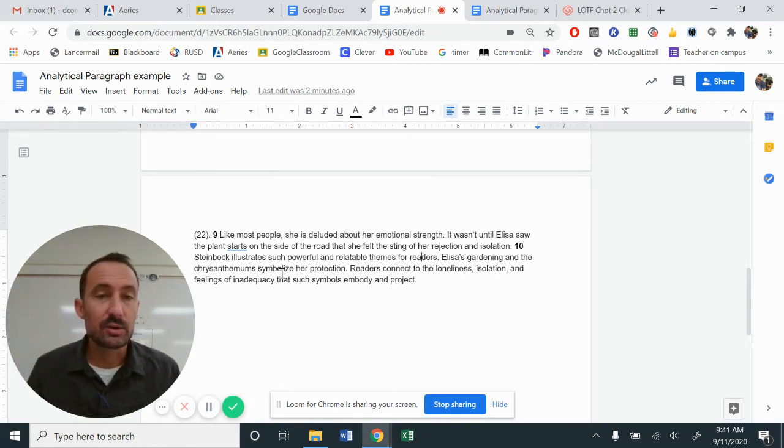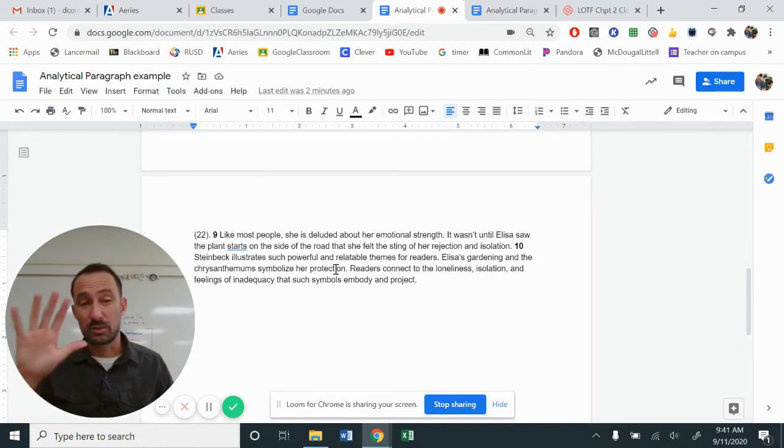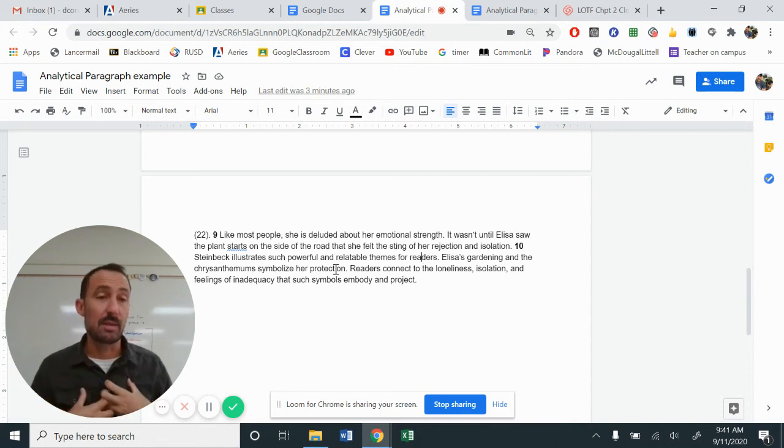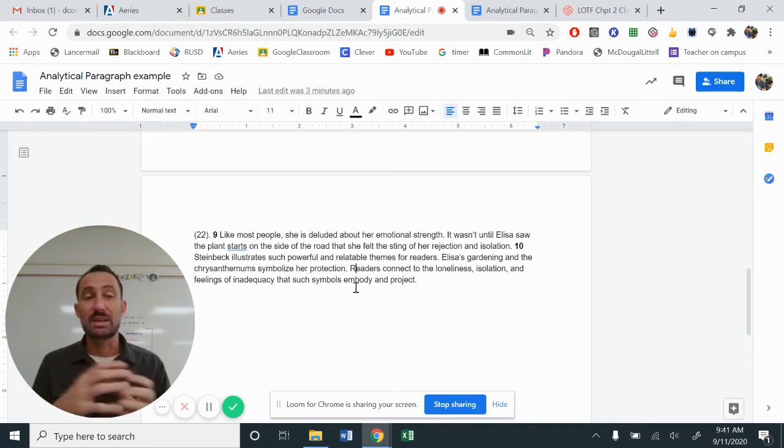Eliza's gardening and the chrysanthemums symbolize her protection. She wants to protect herself. That's why they're inside the gate. So when one of them is damaged, she's completely upset, because she can be damaged as well. Readers connect to the loneliness, isolation, and feelings of inadequacy that such symbols embody and reject. So we connect. The author wants us to connect with the fact that she is strong, but then weak at the same time. And he uses these flowers as a symbol to relate that message.